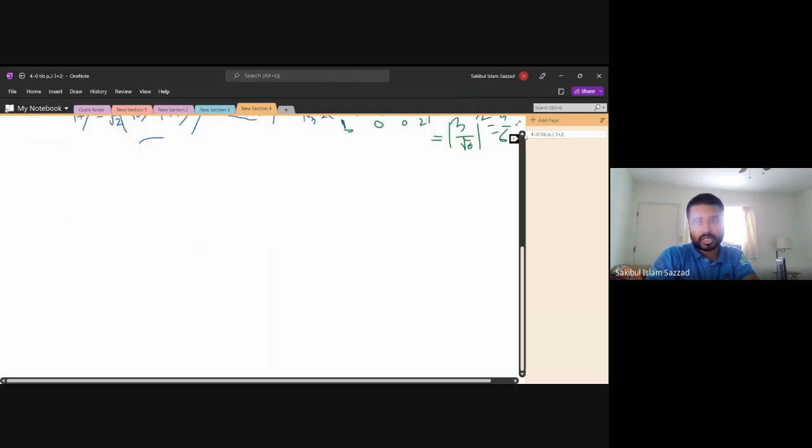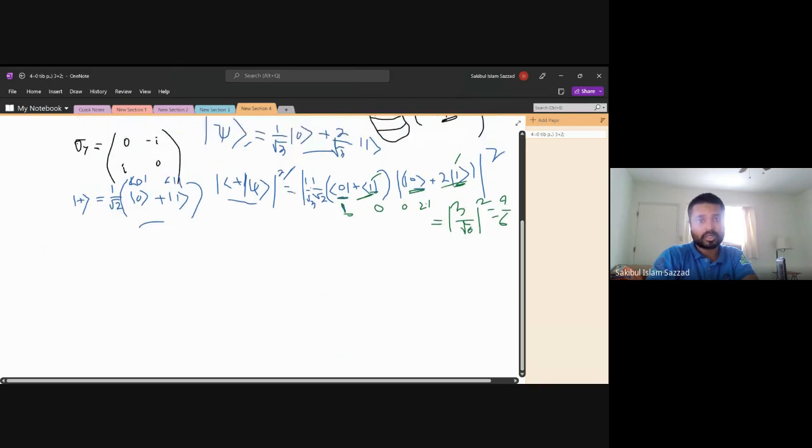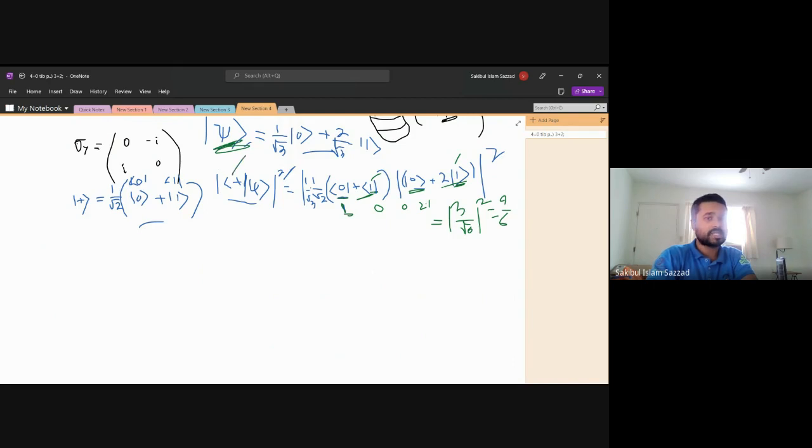What we did here is we projected this state psi on basis state plus. If you do the same thing for minus, you will get another different value, not 9 by 6 actually. For the minus state, there is only minus in here. For plus state there is plus, for minus state there is minus.